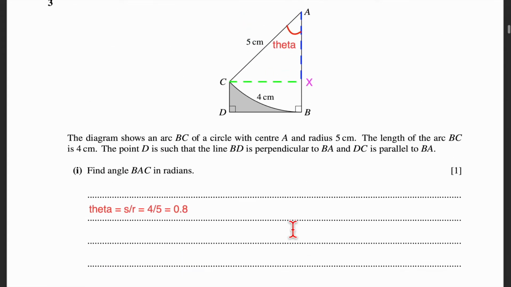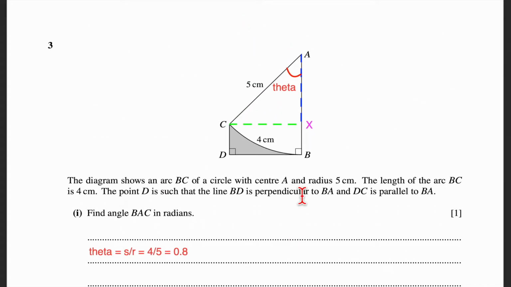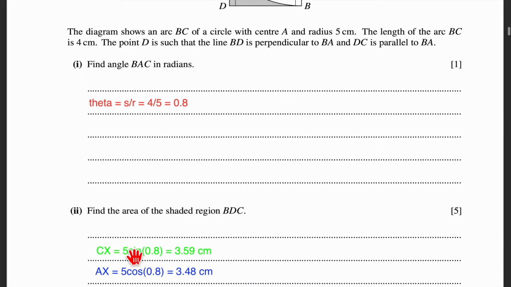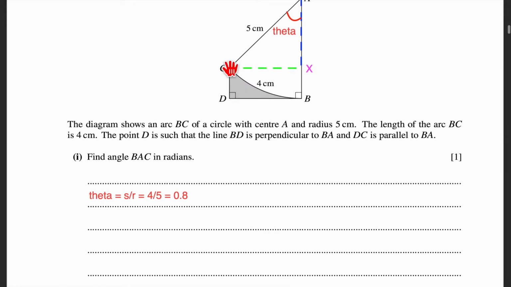But first of all, we need some extra information to work out the area of these things. The green line here, CX, is going to be given by some trigonometry. If we think about the angle theta, that is the opposite, and that's the hypotenuse. So the relationship there is sine. This distance here is going to equal 5 times the sine of the angle, but we know what the angle is. So CX is going to be 5 times sine of the angle, which is 3.59 centimeters. So this length here, the green line, is 3.59 centimeters.